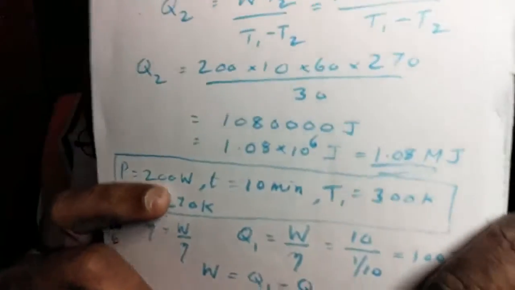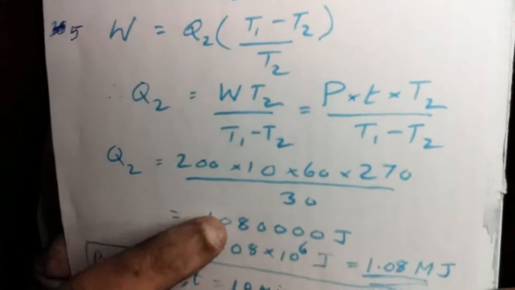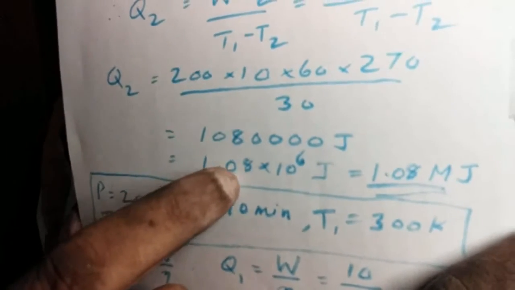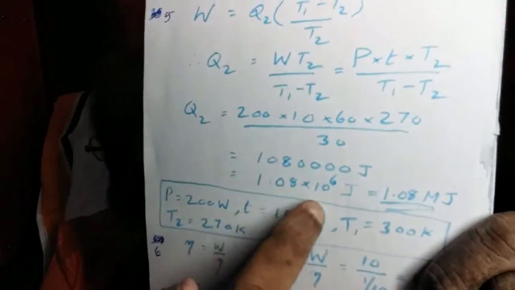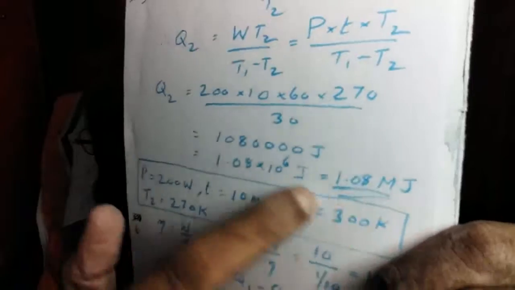Because T1 is 300 Kelvin and T2 is 270, 300 minus 270 is 30. So the final answer is 1.08 into 10 raised to 6 joule. 10 raised to 6 is million or mega, so you can write it as 1.08 megajoule or million joule. That is the answer.